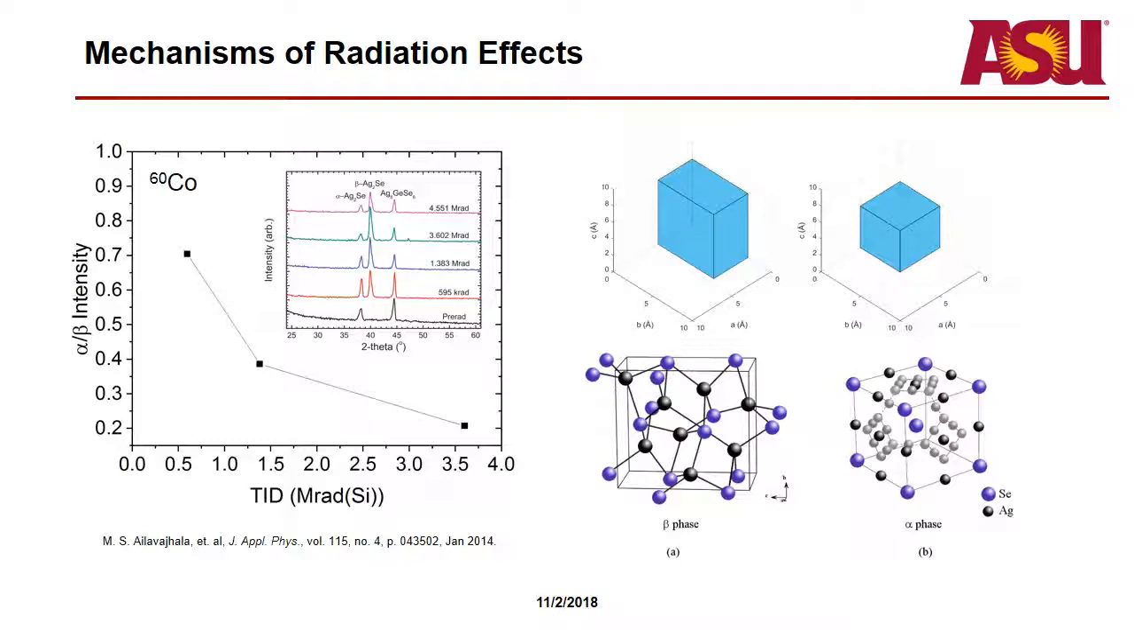And so here I plotted the ratio between the peak of the alpha signal versus the beta. You do see as the beta starts to diminish, there's a trend in that ratio between the two peaks with increasing dose. Okay, and so on the right here we have this is the beta phase here, and then this is the alpha phase.